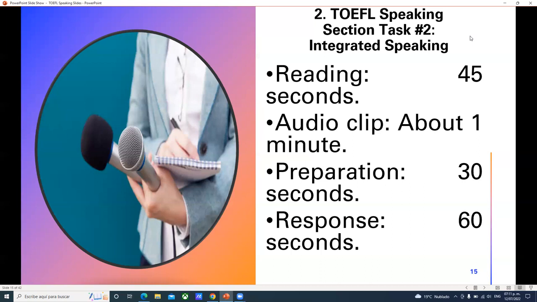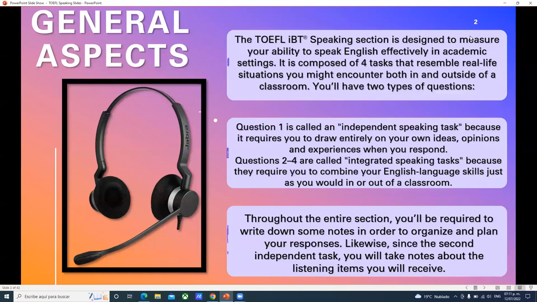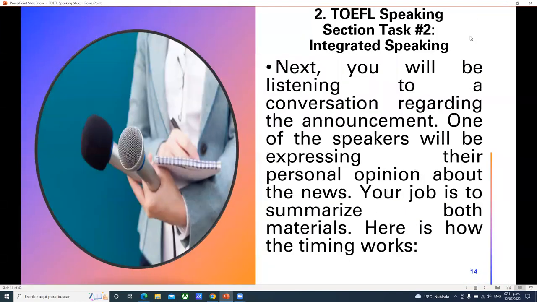As I say, throughout this section, it's always very important, and I'm going to come back to this part of the presentation. Throughout this entire section, you will be required to write down some notes in order to organize and plan your responses. Likewise, from the second independent task, you will take notes about the listening items you will receive. As we are going to practice today, of course, you're going to be able to take some notes. So don't forget that, especially for the listening conversation and the listening audio, you have to write down some notes about the important, elementary topics that have been discussed in this specific audio or item. So those are the timings.